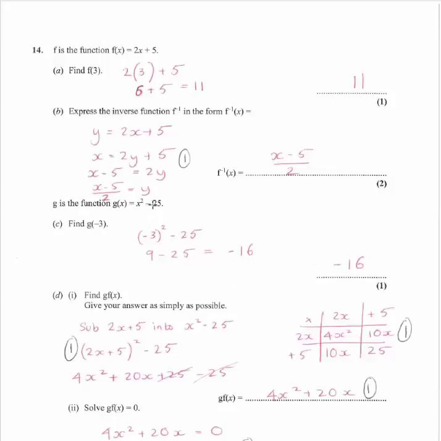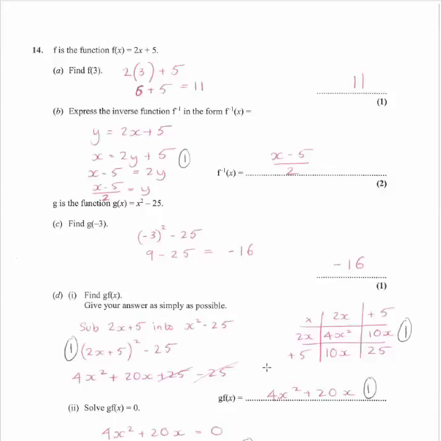g is the function x squared minus 25. Find g of minus 3. So we put minus 3 into here and we square it and we subtract 25. Remember, it's minus 3 that is squared, not the negative of 3 squared. So it's 9, take 25, minus 16. Okay, in this question, we've got to write down an expression for g of f of x.